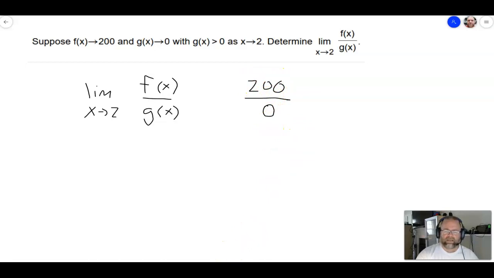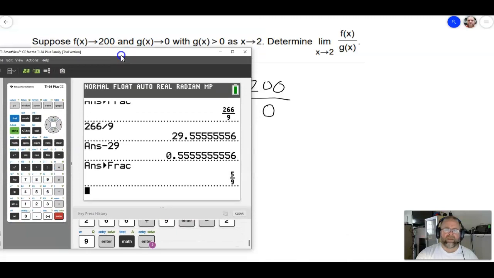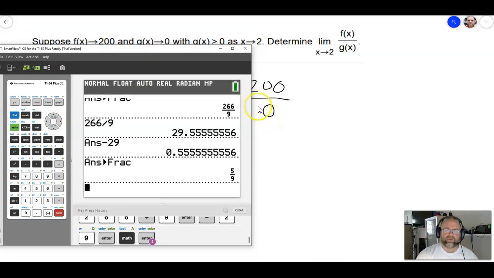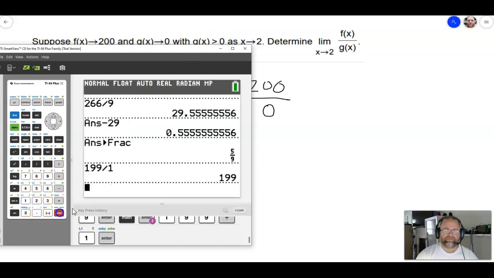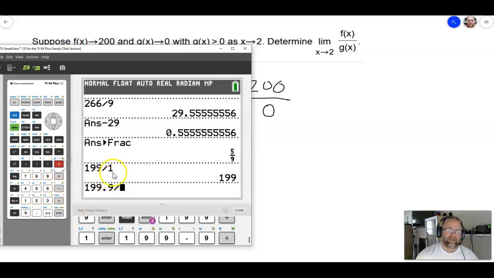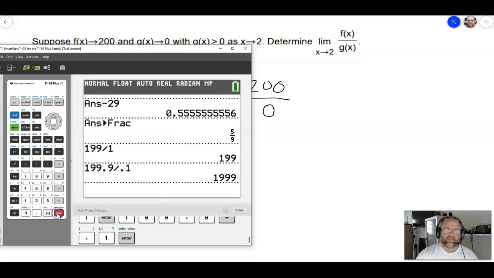But we can divide by values that are really close to 0 and really close to 200. So let's take a look at a few. Now remember, the bottom stays positive, so we're not going to be looking at values from the left side of 0. Let's do 199 divided by 1, and we'll see that we get like 199. Let's get even closer to 200 and even closer to 0. So let's do 199.9 divided by 0.1 and see what we get. And look, we get a much larger value.